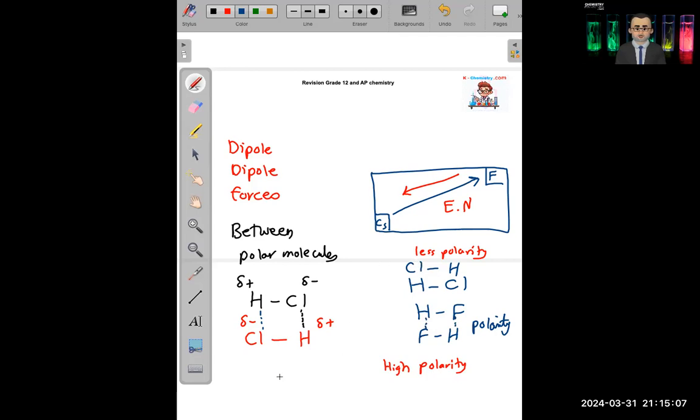So higher polarity means stronger dipole interaction, and it's called dipole because there is a dipole here, partial positive, partial negative. This is one dipole, and the other one also has partial positive, partial negative. So there is a dipole again, and the attraction is between one dipole and another dipole. So it's called dipole interaction.